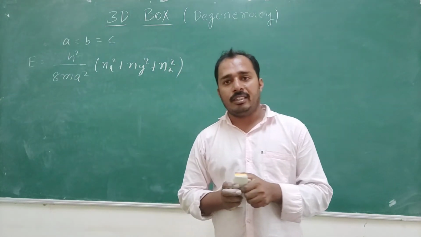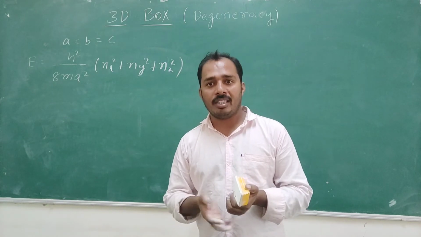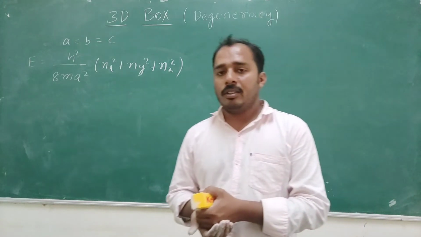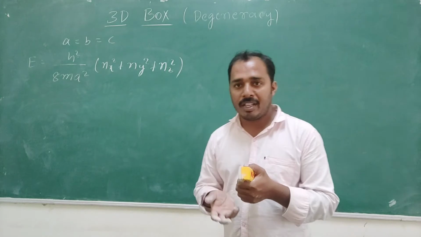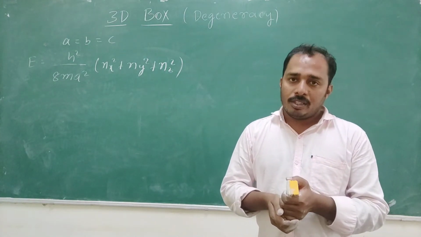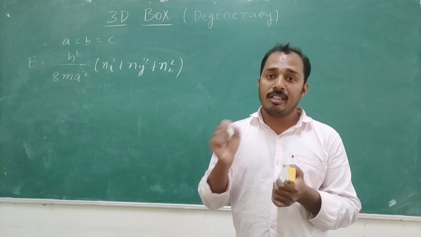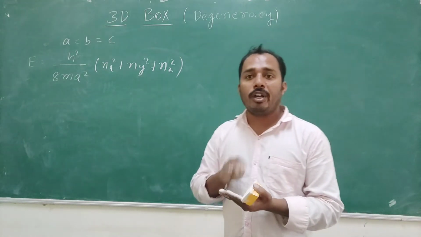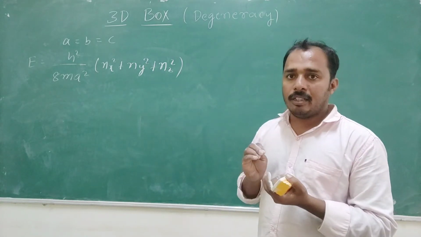So, degeneracy. What is degeneracy? Two or more states having the same energy is called degeneracy. So how many states have the same energy? We can calculate using this equation. First we calculate the ground state of the particle inside the three-dimensional box. Ground state is the lowest energy state.